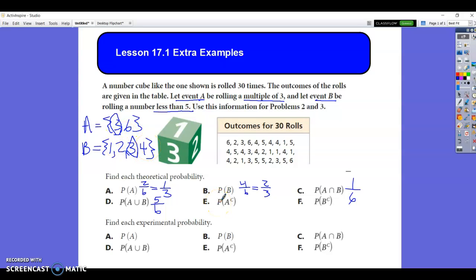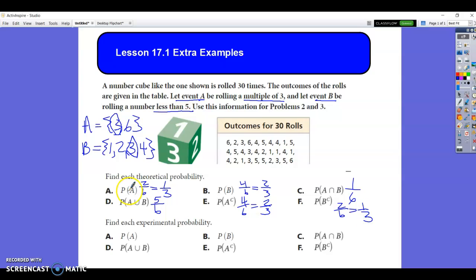All right, then we want the probability of A complement. A complement is everything not in A, so it's going to be, in this case, 2/3. It's 4 out of 6. It's whatever's in B, but 4/6 reduces to 2/3. All right, and then the probability of B complement would be what's in A, so it's going to be 1/3. So 2 out of 6 or 1/3.